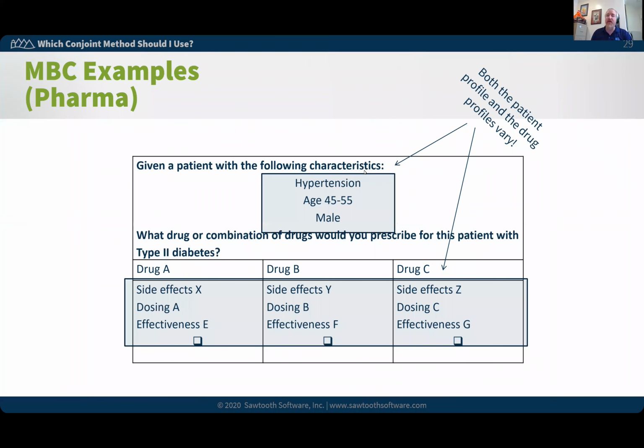Here's one where I'm varying the patient characteristics and the drug characteristics. And so I've got 2 different models here. Maybe this is determined by a CVA design. This is determined by a CBC design, but I'm taking the joint effect of these things to determine which one or more of these drugs I prescribe to the patient.